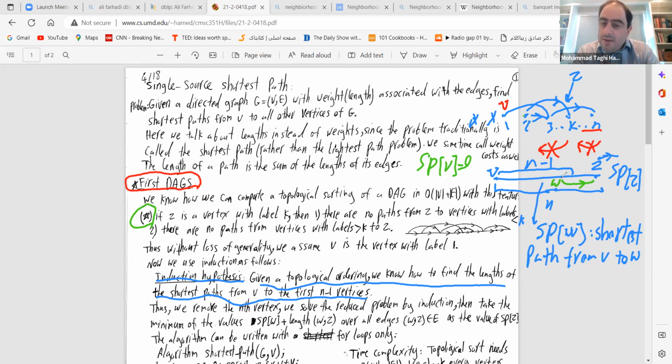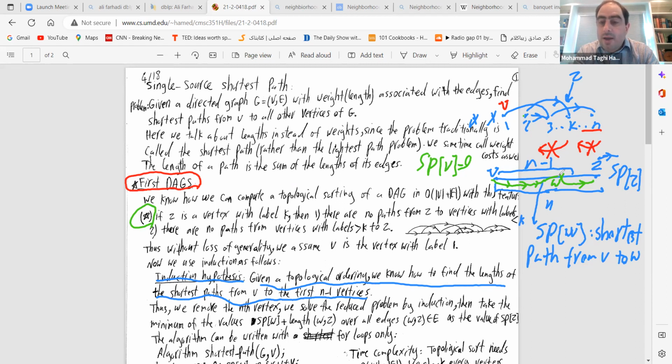Now, this is the vertex W, which is before Z and after V. And then we know that from V to here, we took some path. But the path from V to W should be a shortest path. That's very important. If it is not a shortest path, then you can replace it with a shorter path, and you find a shorter path for W.